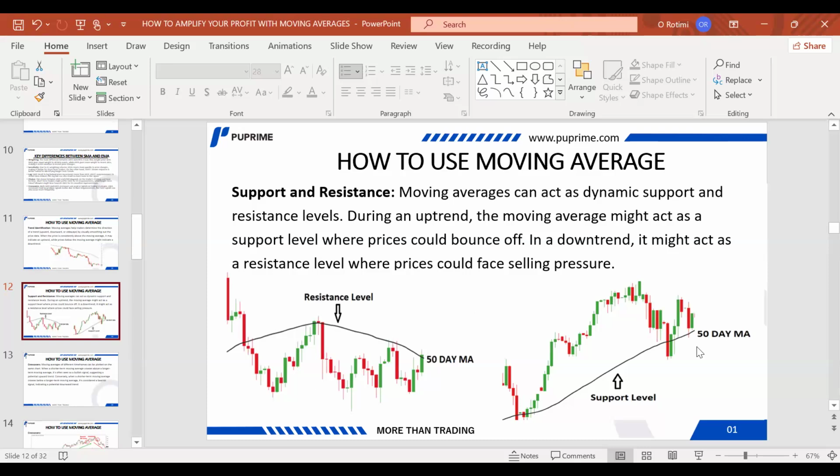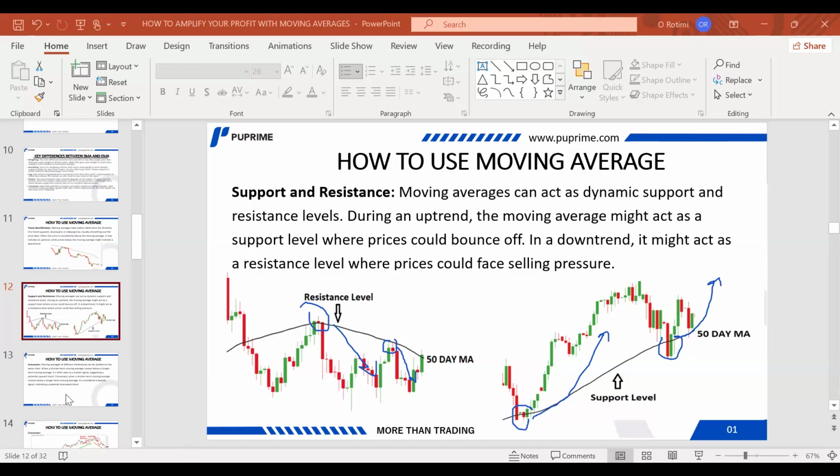You can see here, the moving average here is acting as a resistance, and you can see price is trending downwards. And here it's acting as a support and price is bouncing up. So you can use the moving average for this purpose, to identify resistance and support.